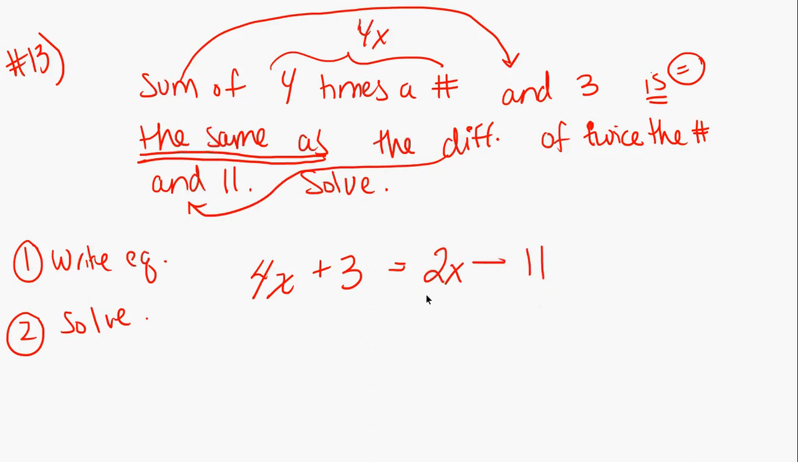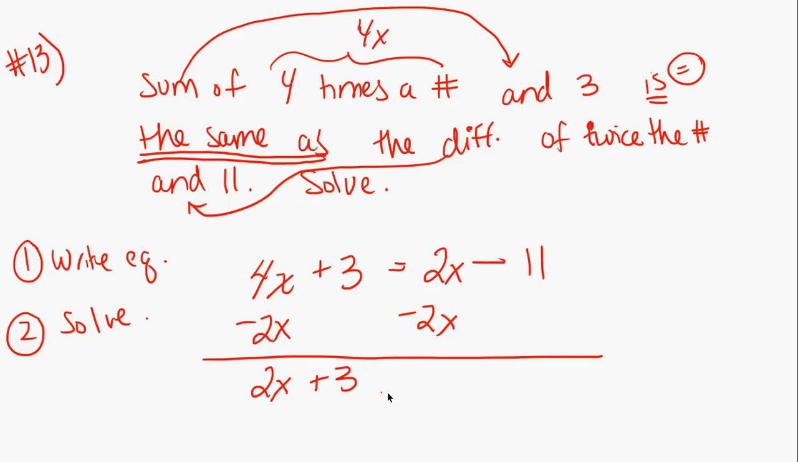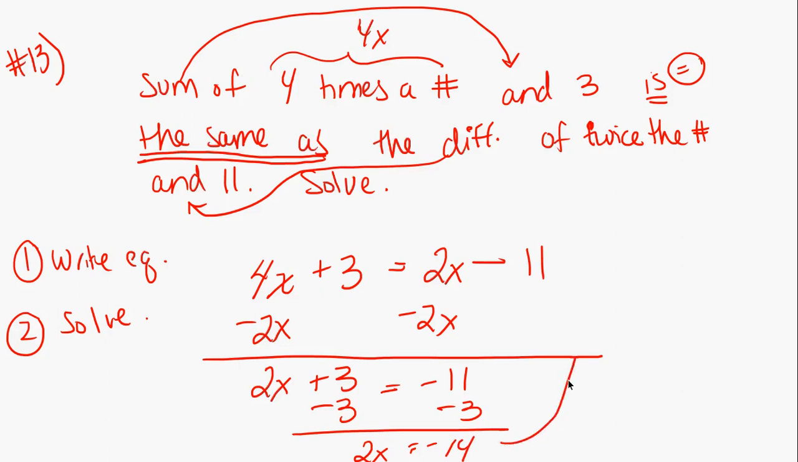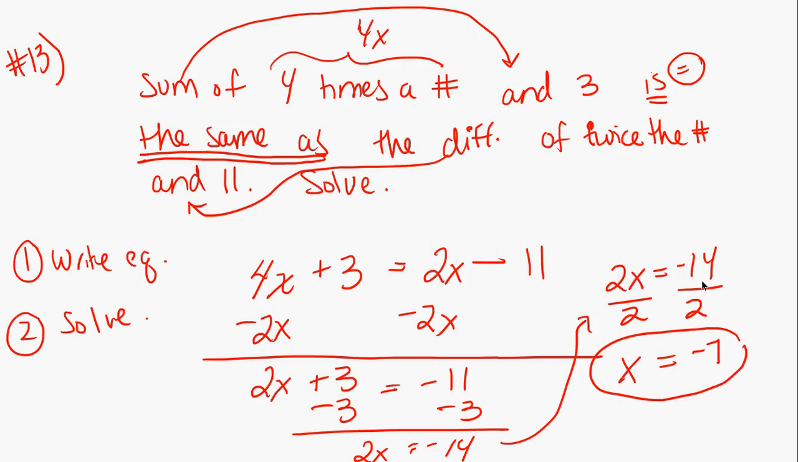And now we can go ahead and solve. So we're going to subtract 2x from both sides. 4x minus 2x is 2x. Bring down your 3. Bring down your negative 11. Minus 3 from both sides. You get 2x equals negative 14. And now we divide by 2. So x equals negative 7. And this one was also a fill in the blank. The inequalities were multiple choice.